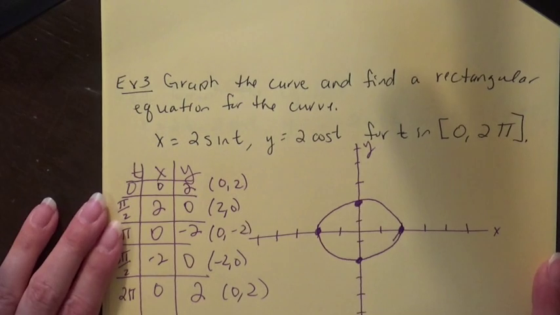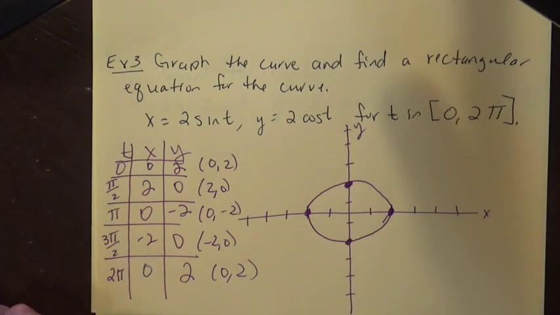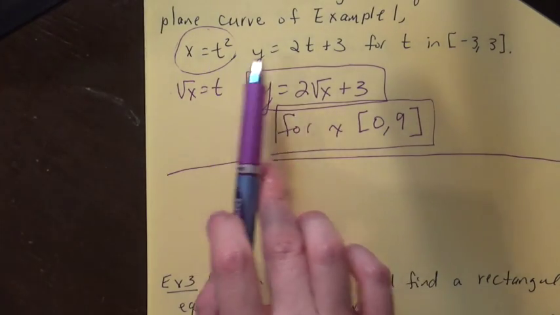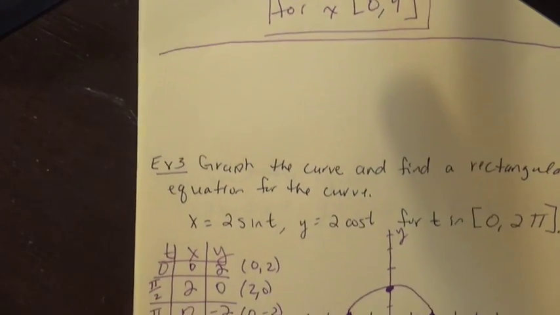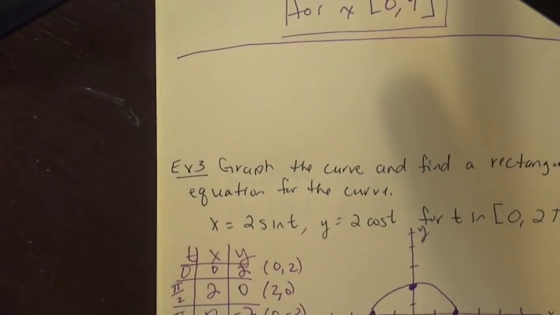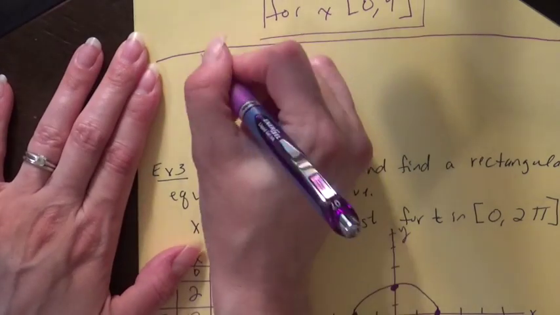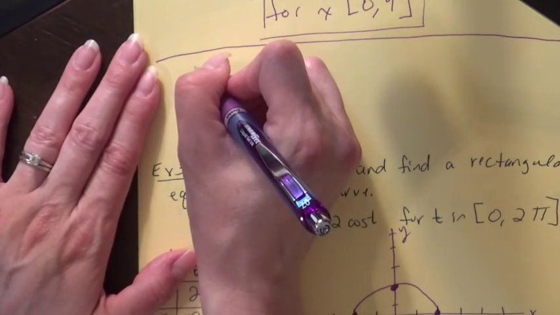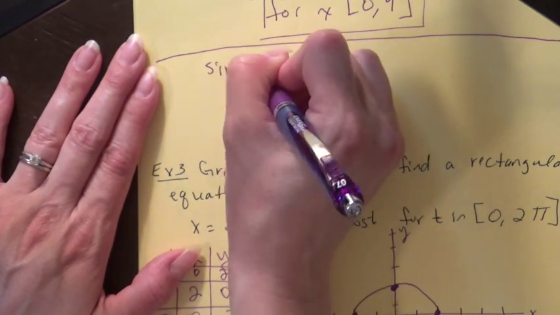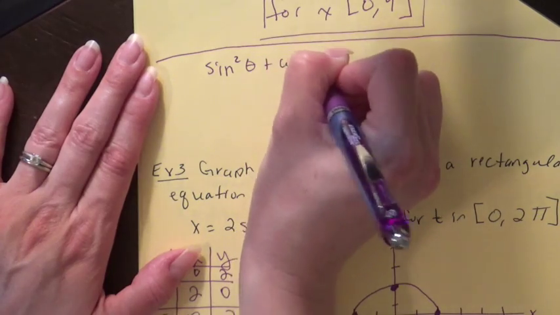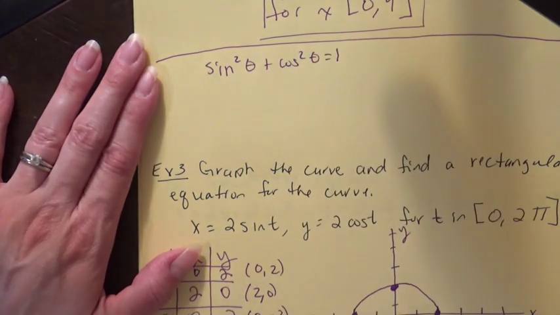So to get our rectangular equation for this problem, we're not going to do it quite the way we did the previous ones. When we were working with the earlier equations that we had, it made sense to solve one for t and substitute into the other, but it's not going to work so well to do that here. What we can use to help us is the trig identity, sine squared theta plus cosine squared theta, the Pythagorean identity, equals 1.